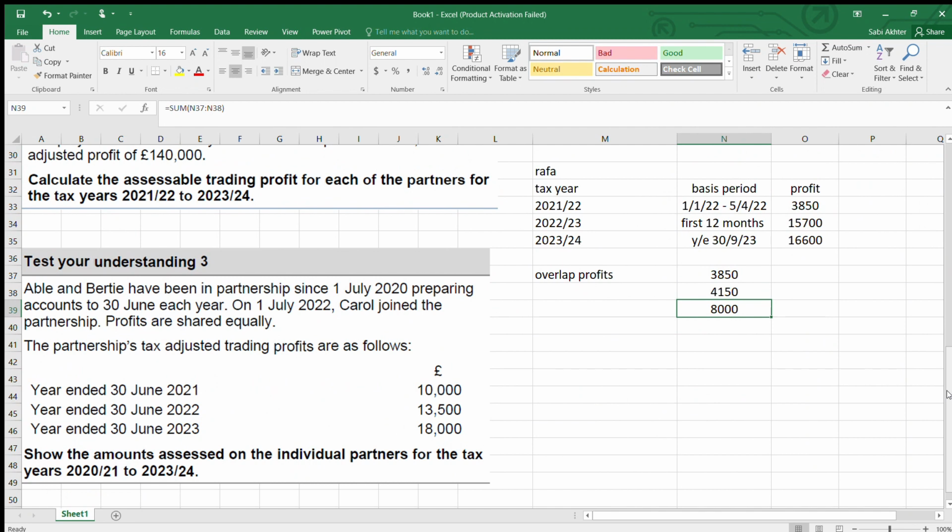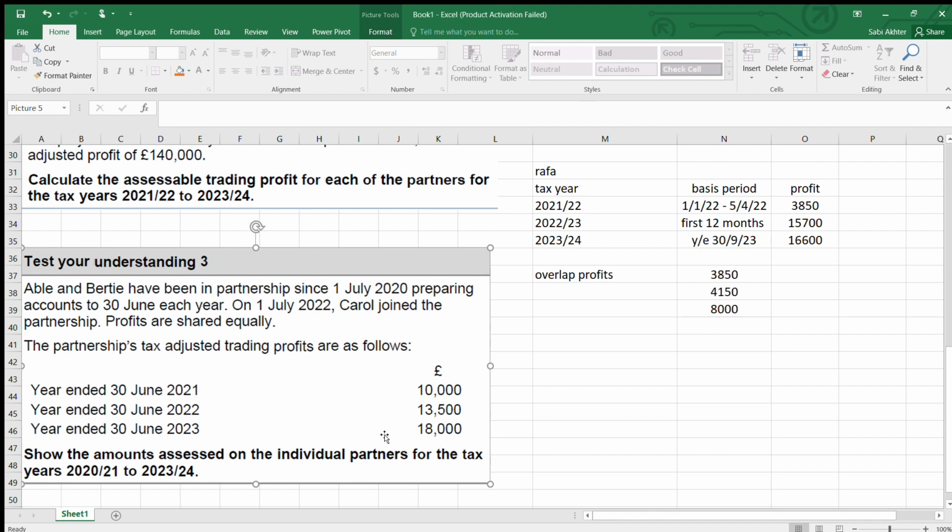Test your understanding 3 is very easy. 10,000. You have 30th of June as your year end. Profits are shared equally. So, 10,000, 13,500, 18,000. Profits will be shared equally. This profit will be shared 5,000, 5,000. Here it will be shared 6,750, 6,750.